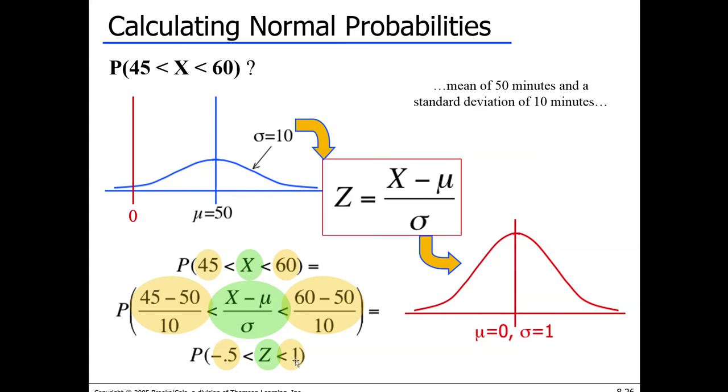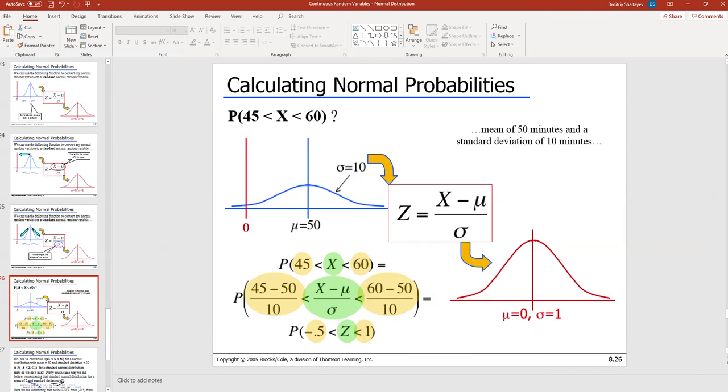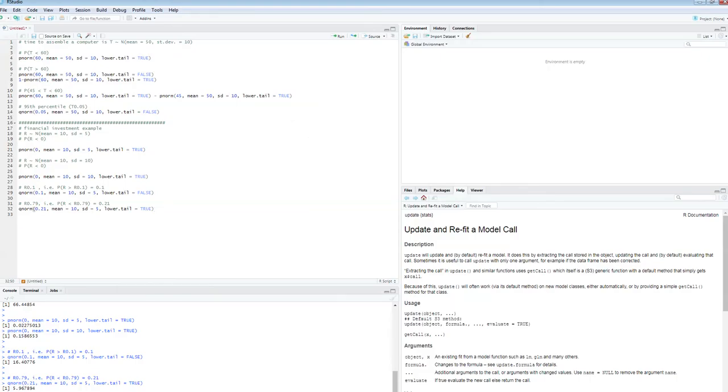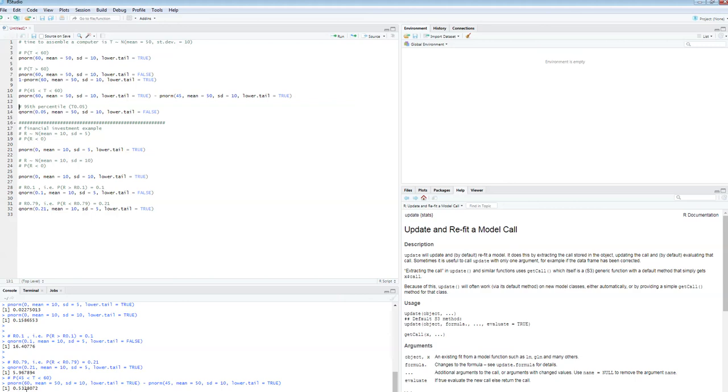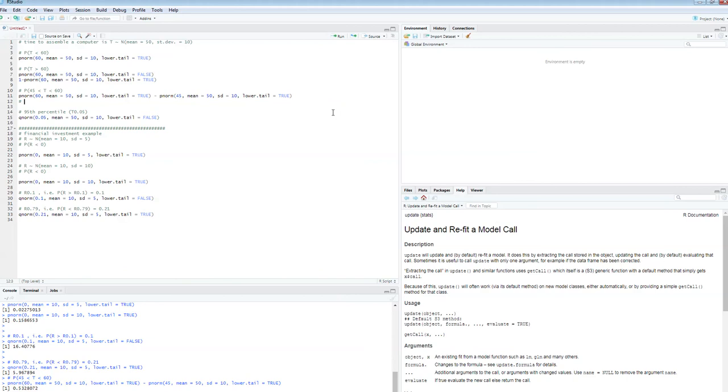Let me go ahead and do the same exact problem using RStudio. It was in the first example: time to assemble the computer is normally distributed with a mean of 50, sigma 10. Here is where we computed the probability that it's between 45 and 60 minutes. We took pnorm to the left from 60 minus pnorm to the left from 45, and the answer was, let me run this line again, 0.5328.